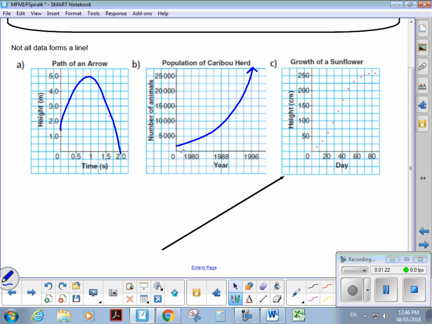The first one, this is what we call a quadratic. You're going to see this in the grade 10 course next year. This one's an exponential curve, and that one you're going to see in the grade 11 course. All you need to do is be able to draw them. You don't have to do any work with them.